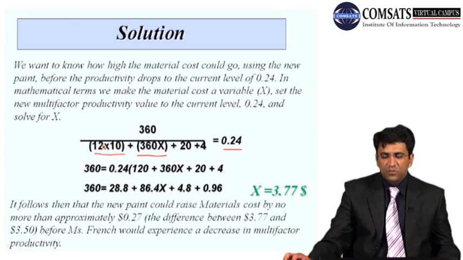So you can see by cross multiplication and solving this equation, we get the value of X equal to 3.77. So it was asked in the question how much the material cost should be increased. Initially the material cost was 3.5, so the increase in material cost will be 3.77 minus 3.75. This will be almost equal to $0.27. So this is the final answer to this question.